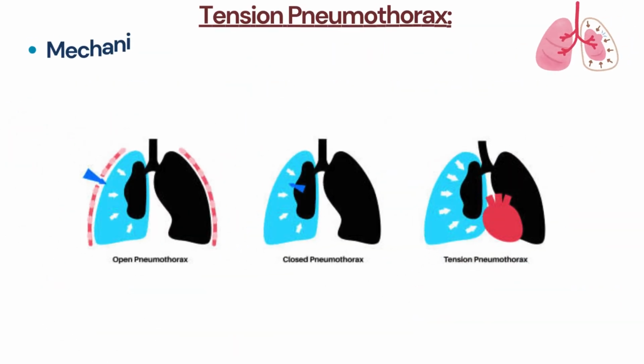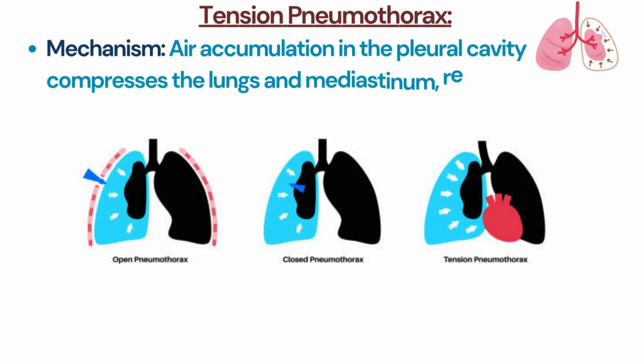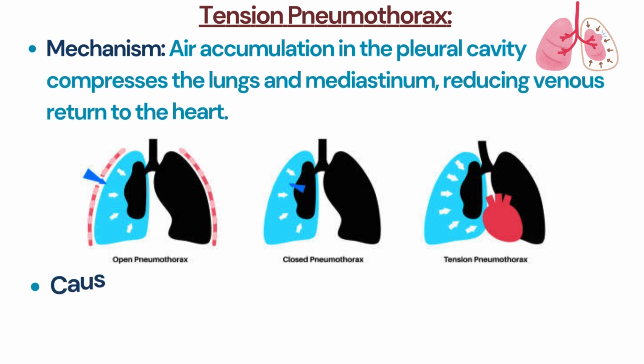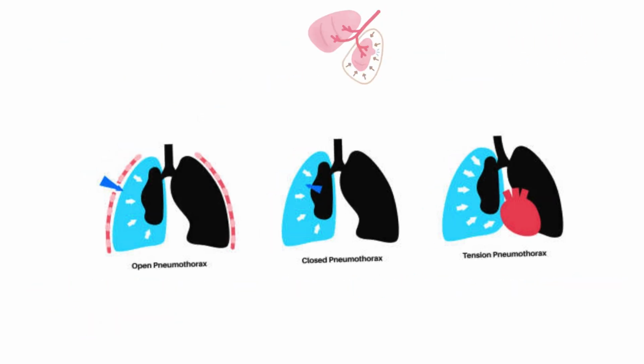Tension pneumothorax. Mechanism: air accumulation in the pleural cavity compresses the lungs and mediastinum, reducing venous return to the heart. Causes: trauma, mechanical ventilation, or underlying lung disease.